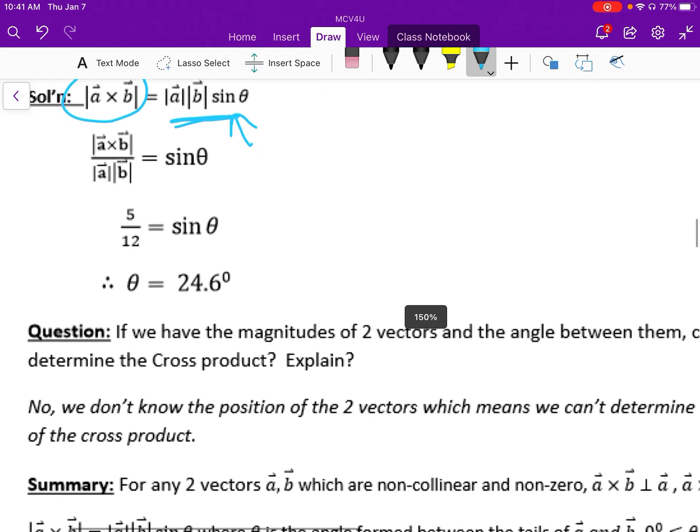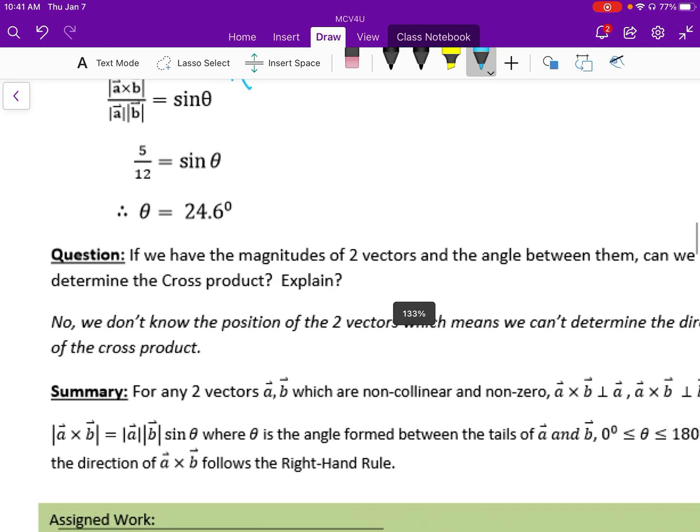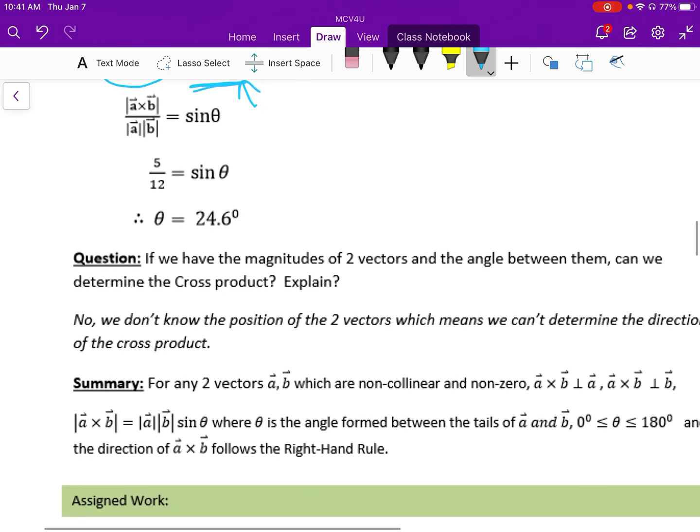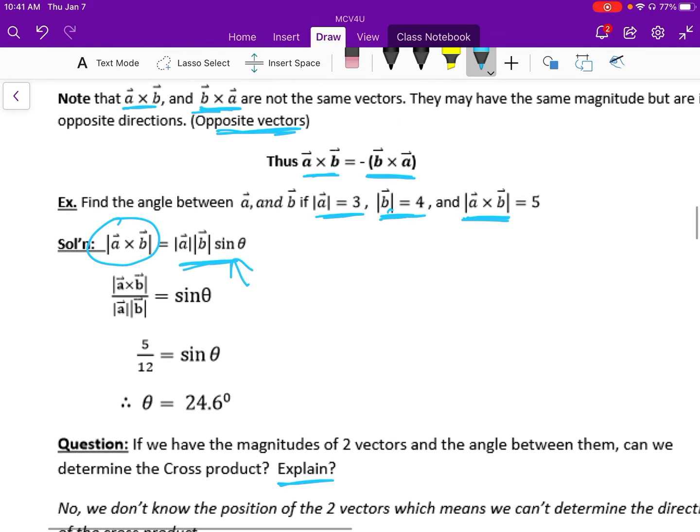Quick thought process here. If you've got the magnitudes of the two vectors and the angle between them, can you determine the cross product? No, you can't because you don't know the direction, right? So this question stems from here. You're given the two magnitudes, right? You could figure out what the angle is, but you don't in fact know what the cross product actually is because you won't have the direction of the cross product. It could be into the page or out of the page.